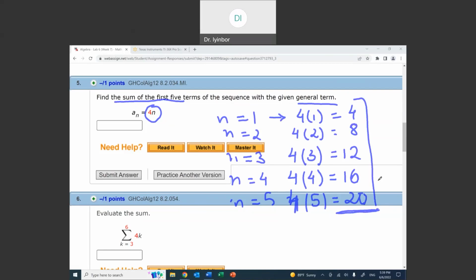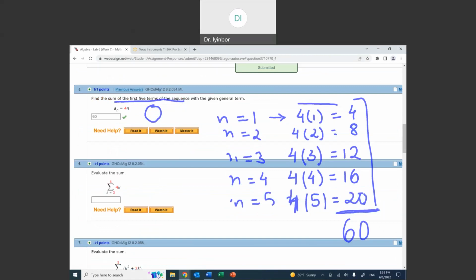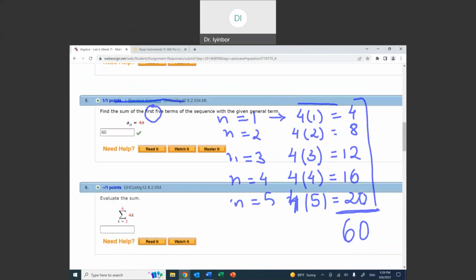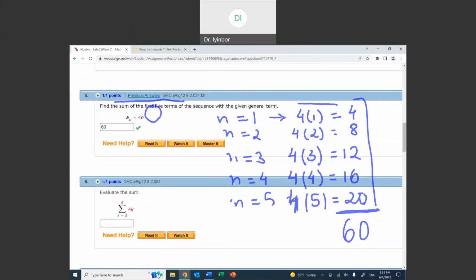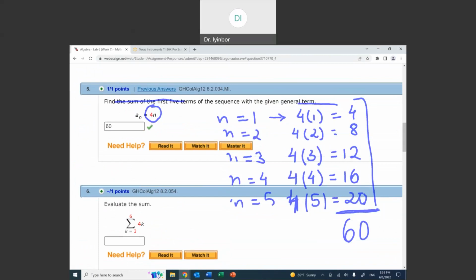So let's add them. So this is 20, 20, 60. I think I get 60. So when you add those numbers, I get 60. Let's see if I made a mistake. So just plug it in. Okay, that was good. So here you have given, remember, you follow the formula. Whatever the formula they give you here, they give me 4n. And you replace n with those 5 numbers, 1 to 5. And then add the numbers you get.